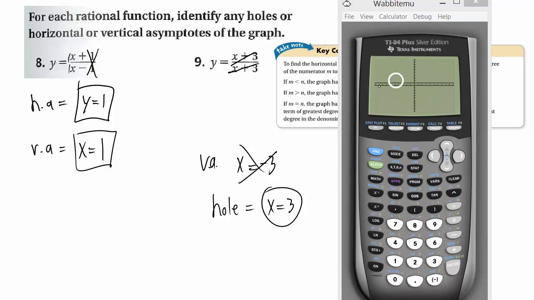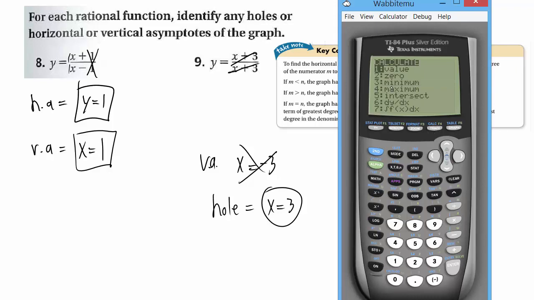And since this is y equals 1, you don't really have asymptotes. Your line is just the equation, y equals 1. But you don't see a hole anywhere. You don't see a gap. But if I go to second calc and go to value, I know the hole is at -3. If I enter -3, I can confirm that I have a hole because at -3, it outputs no y value. Even though I really think that at -3, it's also y equals 1.